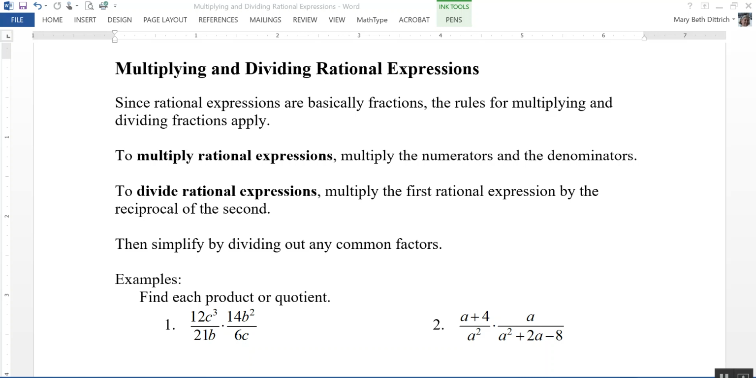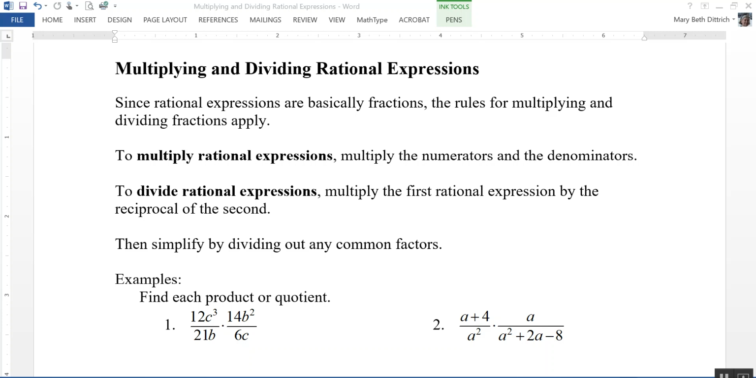This video is on multiplying and dividing rational expressions. Since rational expressions are basically fractions, the rules that apply for multiplying and dividing fractions also apply to multiplying and dividing rational expressions. To multiply rational expressions, we're going to multiply the numerators and then multiply the denominators.